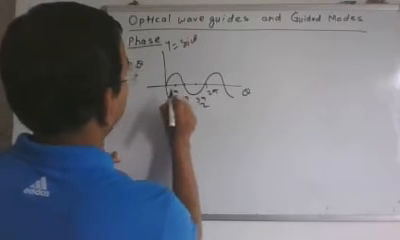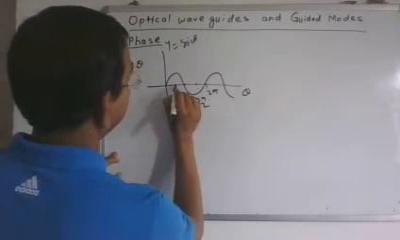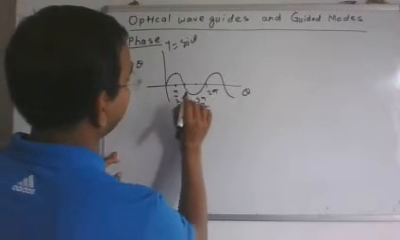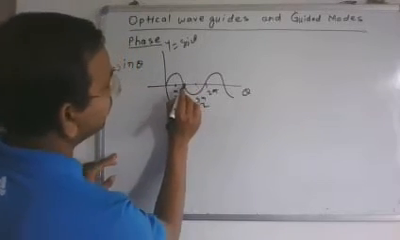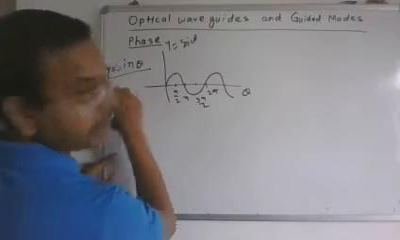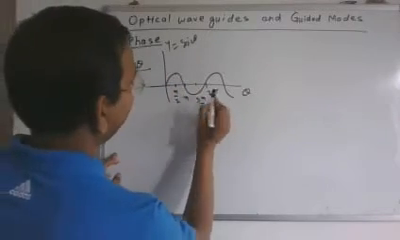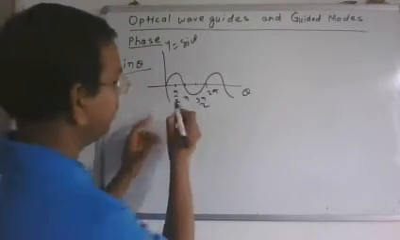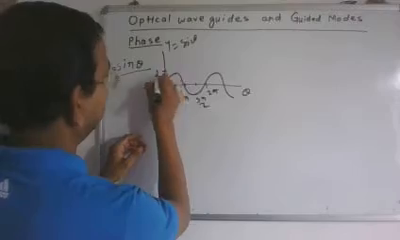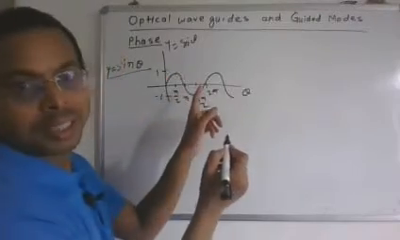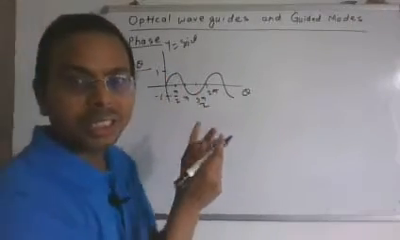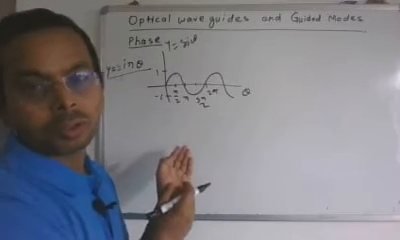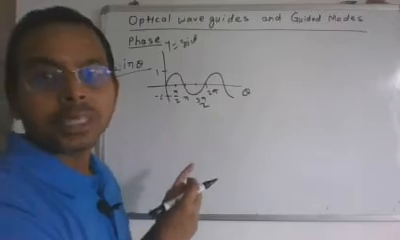So when we have phase angle pi by 2, we have the maximum. When we have phase pi, we have zero value of this function, and when we have phase 3 pi by 2, we have its minimum value, minus 1, and when we have phase 2 pi, we have again zero value. So phase is nothing but the angle of the sinusoid. It is a sine wave or cos wave. The angle is always called the phase.